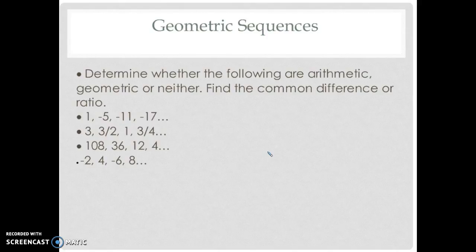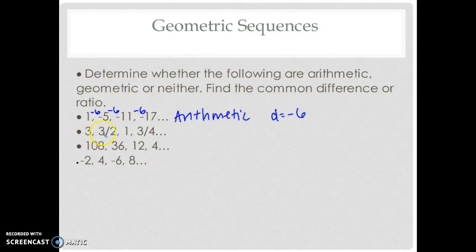So if I look at these 4 examples, I want to determine if they're arithmetic, geometric, or neither, and then find the common difference or ratio when necessary. For the first one, to go from 1 to negative 5, I subtract 6. Negative 5 to negative 11, subtract 6. Negative 11 to negative 17, subtract 6. So this one's arithmetic, and my common difference is negative 6.